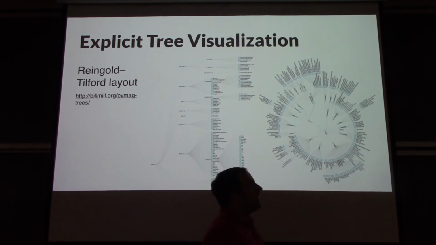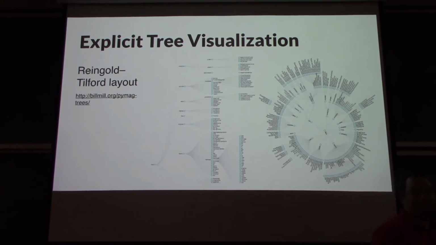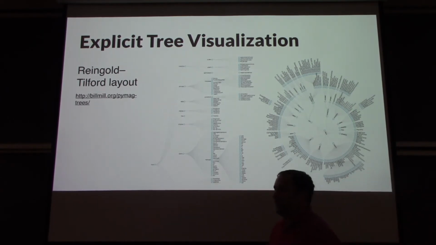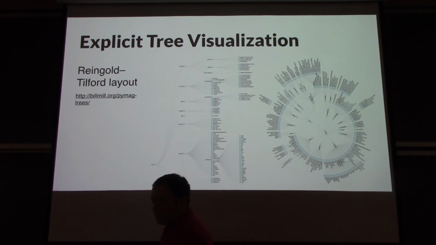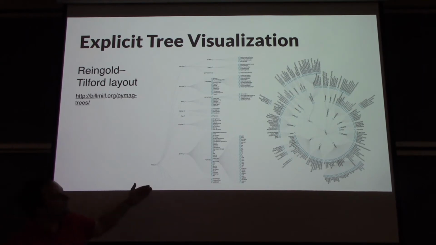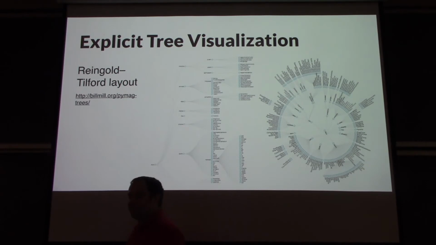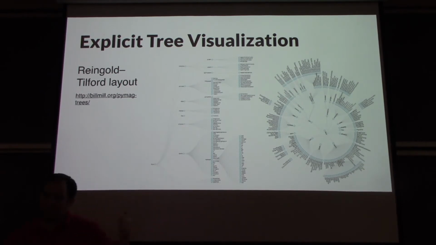For trees, there are lots of layout algorithms. Trees are usually simpler to lay out. Here are 2 different versions of the Rheingold-Tilford layout. I don't want to go into the details. Here we have a linear version and here we have a radial version. Both are actually D3 examples. What would be the advantage of the radial version?